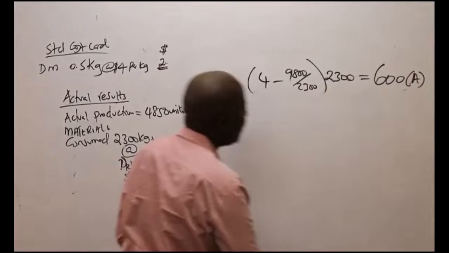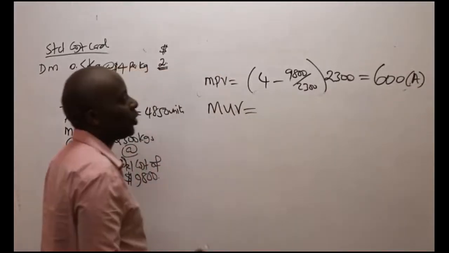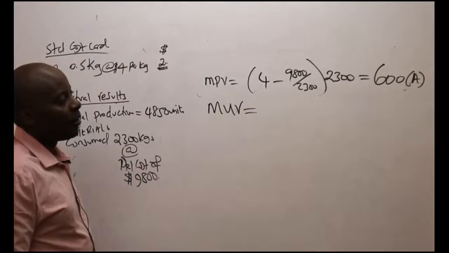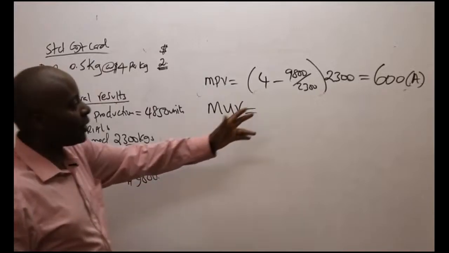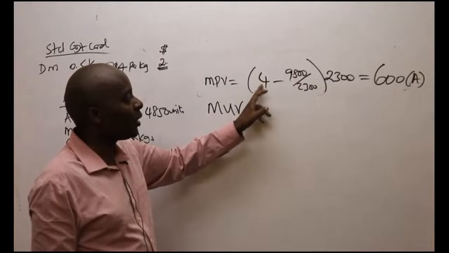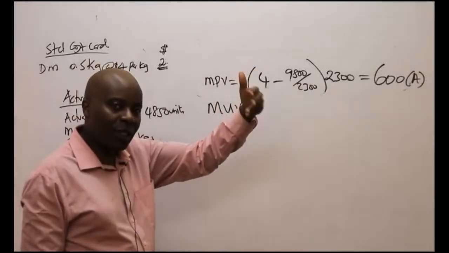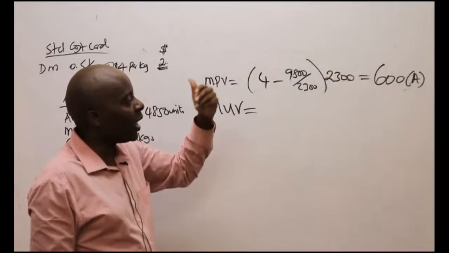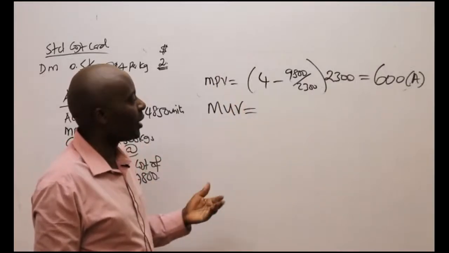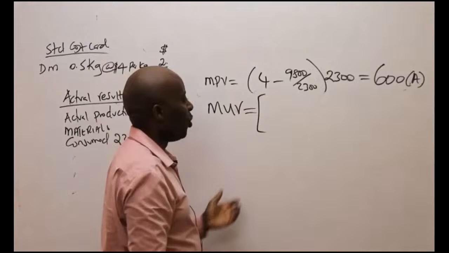Now, from there, ladies and gentlemen, straight away go to the material usage variance. Remember, we are saying it's adverse because when you divided this, you must have gotten a figure which is more than 4, meaning that we actually ended up purchasing these materials at a higher price. So in this case, material usage variance will be equal to the formula.